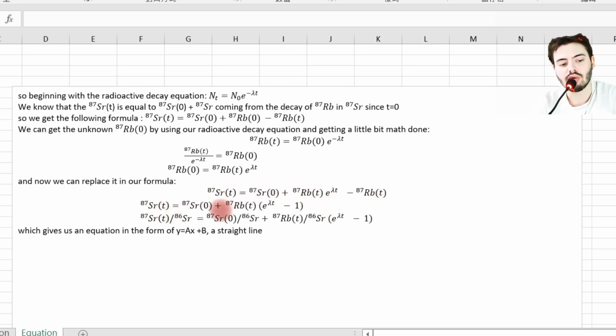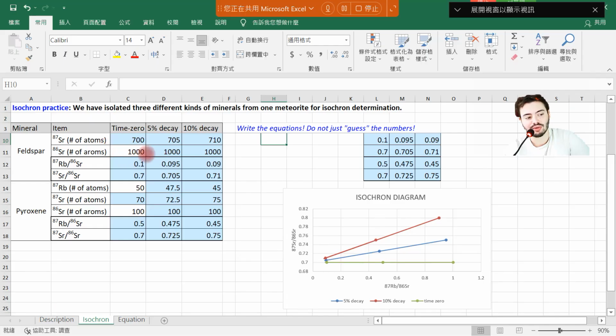After doing this, we can divide everything by strontium 86. And we can see that here we have done a little bit of merging, I just wanted to describe this step. And we find the same formula, which is in the form of y equals ax plus b, which is a straight line. So we're going to complete this little table by making simple calculations.